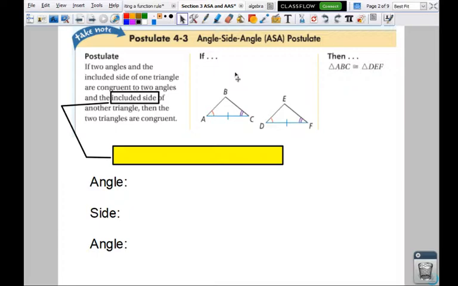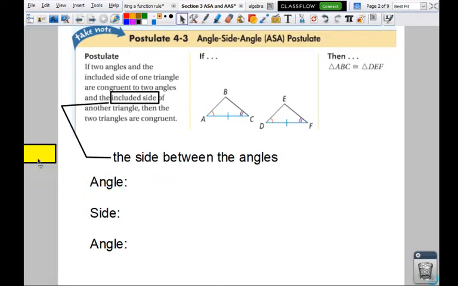That's our third method. So if I have two angles and the included side of one triangle congruent to the included side, the included side is the side between angles. So when I look at these two triangles, I've got a side between two angles. I have angle, side, angle.